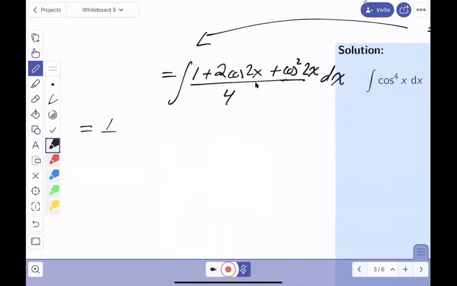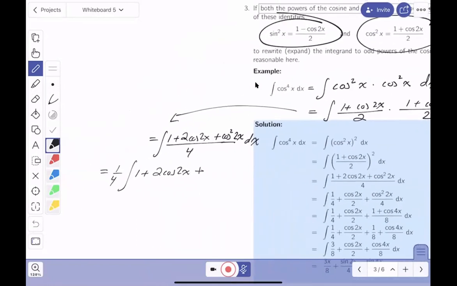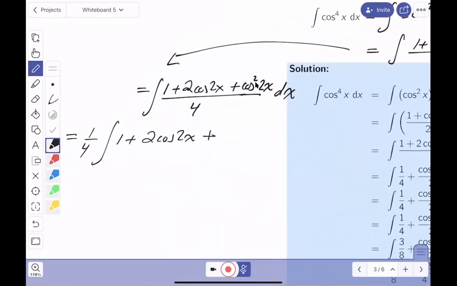So I get 1/4 times 1 plus 2 cosine 2x plus, I'd have cosine squared again, right? So I guess I got to make that substitution again, right? What substitution are we talking about? The one above. So it's going to be 1 plus cosine of 4x over 2 dx.